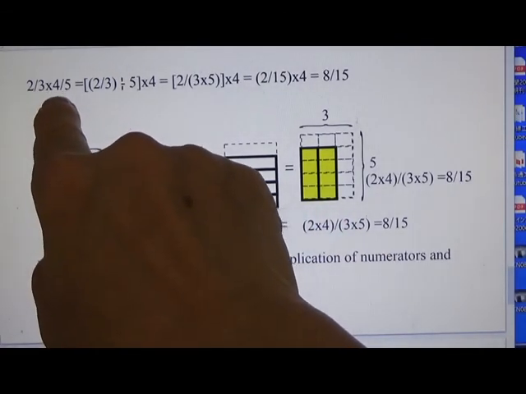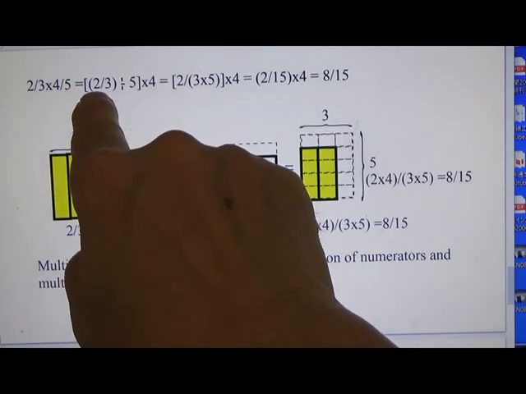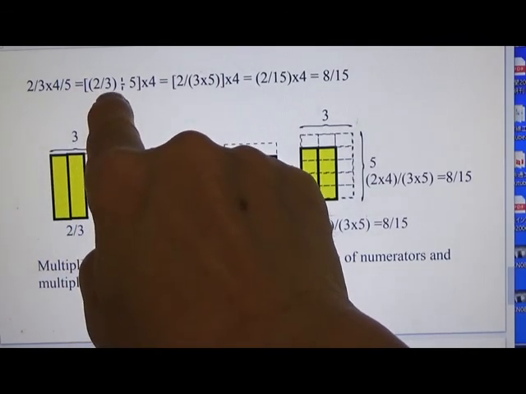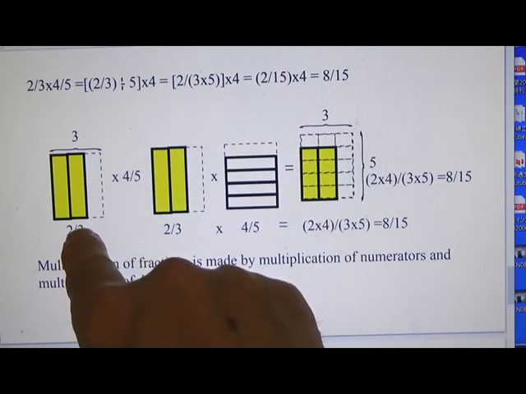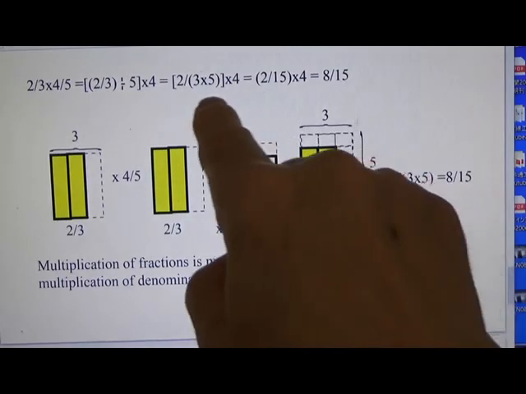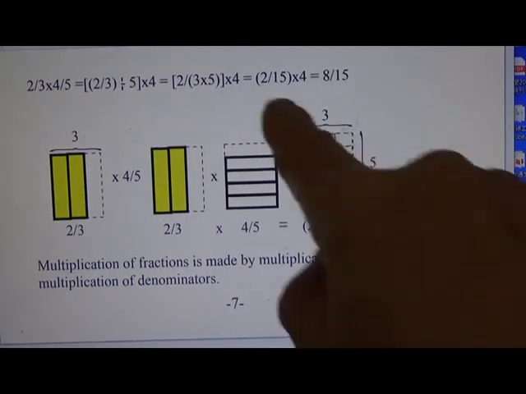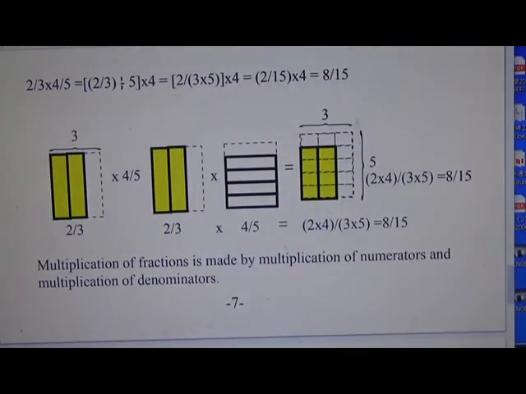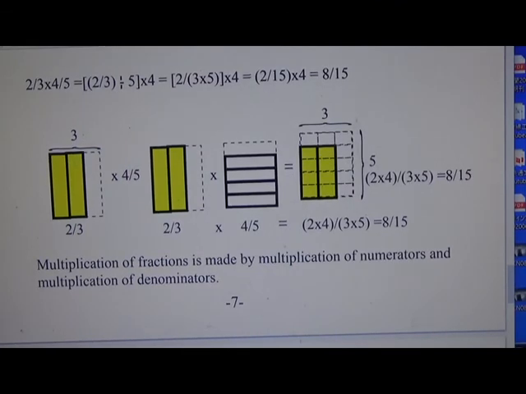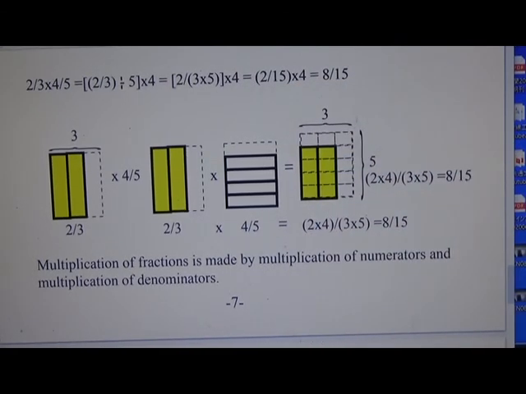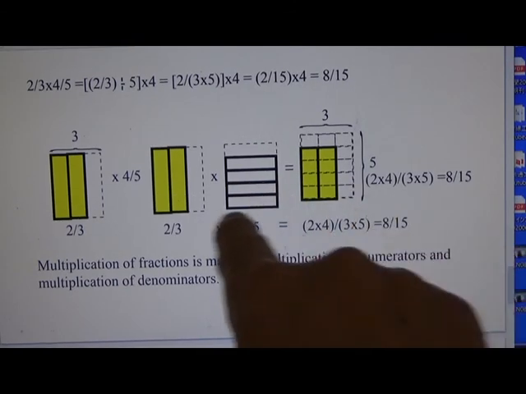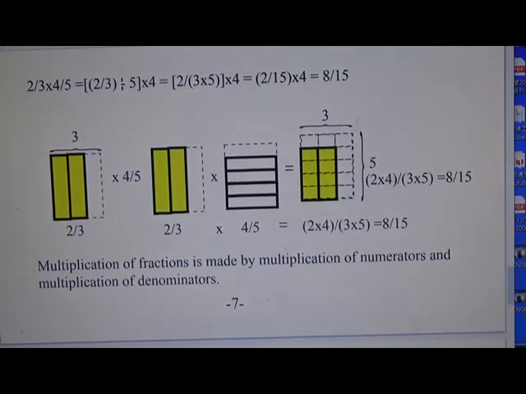2/3 multiplied by 4/5 is 2/3 divided by 5 multiplied by 4. That is 2 divided by 3 multiplied by 5, and then multiplied by 4. That is 2/15 multiplied by 4. That is 8/15. Yes, the picture shows the situation.